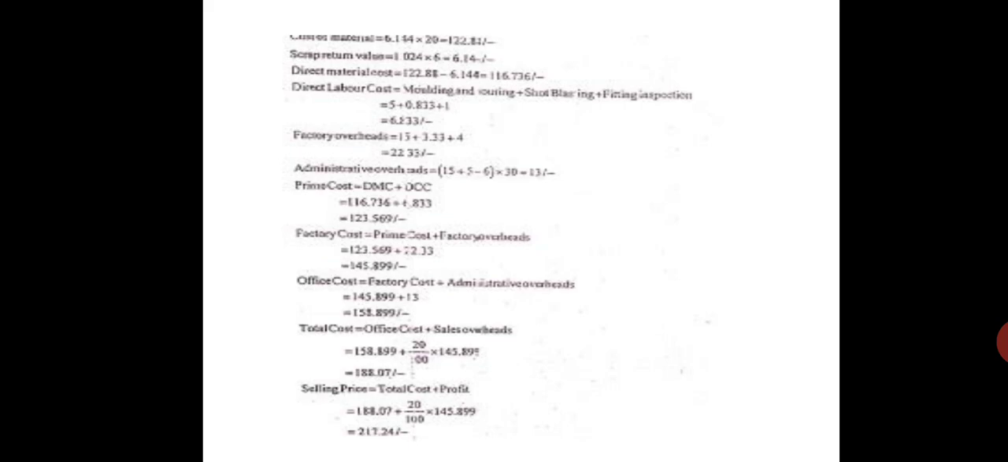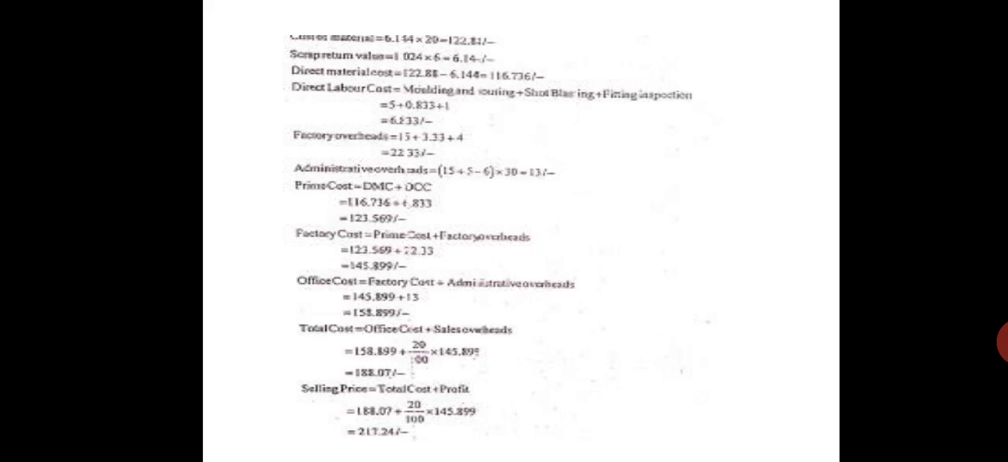First is molding and pouring. Molding and pouring is 15 minutes per piece. So I'll write 15 divided by 60, into what is the labor rate? 20 rupees per hour. So 15 divided by 60 into 20, you will get as rupees 5 per piece. So labor cost we are calculating per piece. Molding and pouring is 15 minutes divided by 60 into rupees 20, you get as 5 rupees per piece.